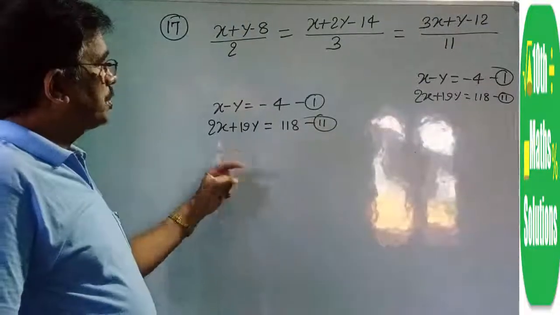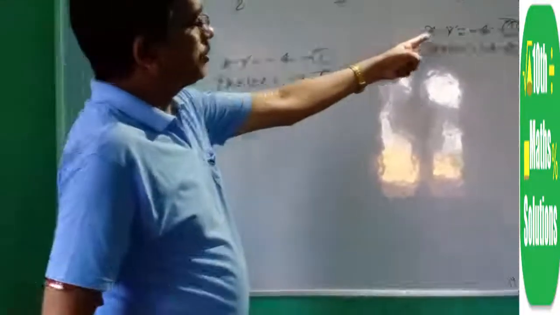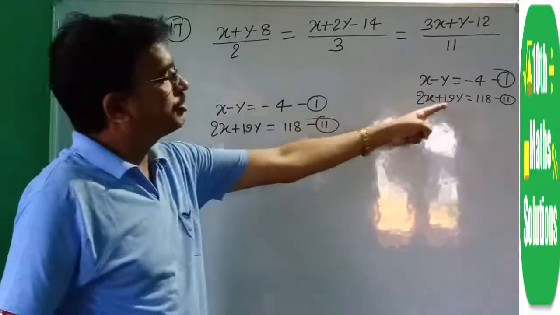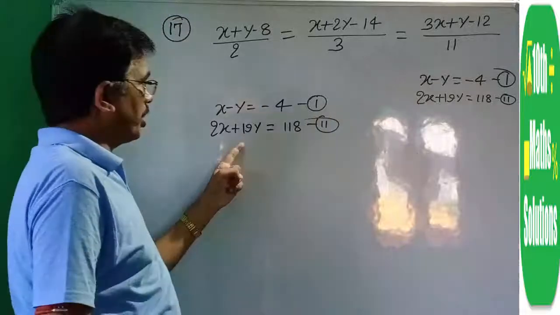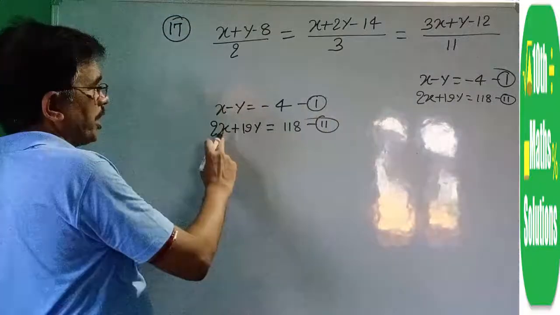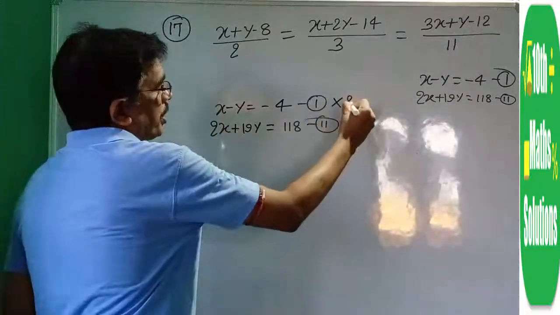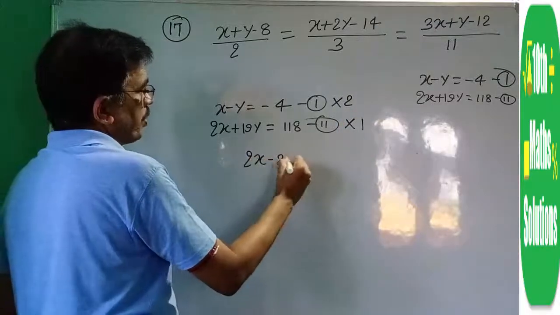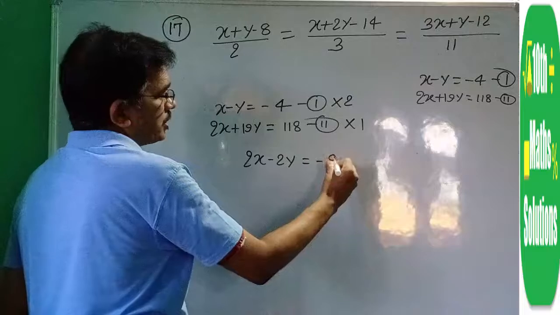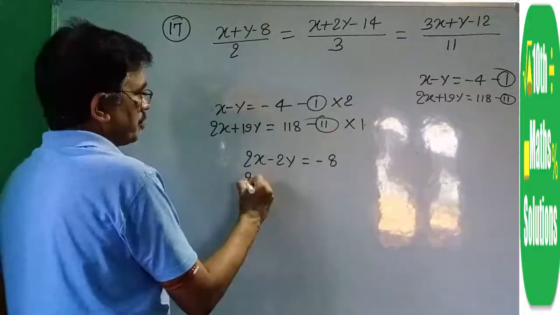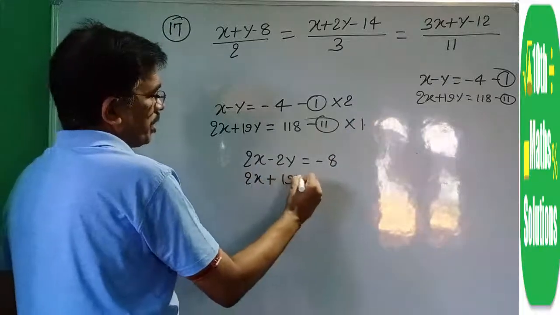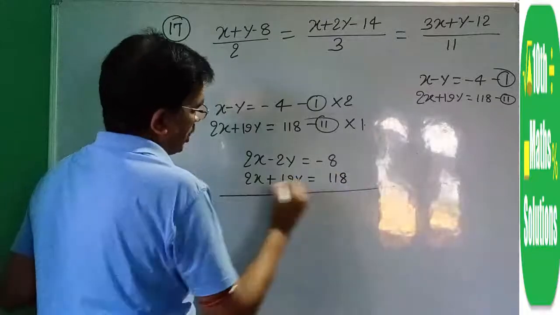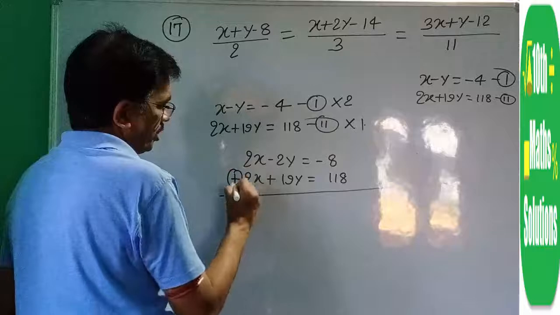Now you can use the elimination method. The first equation is x minus y is equal to minus 4 and the second equation is 2x plus 19y is equal to 118. Here is x and here is 2x, so this is multiplied by 2 and this is multiplied by 1. So we write 2x minus 2y is equal to minus 8 and here is 2x plus 19y is equal to 118. Both have positive signs, so subtract it.